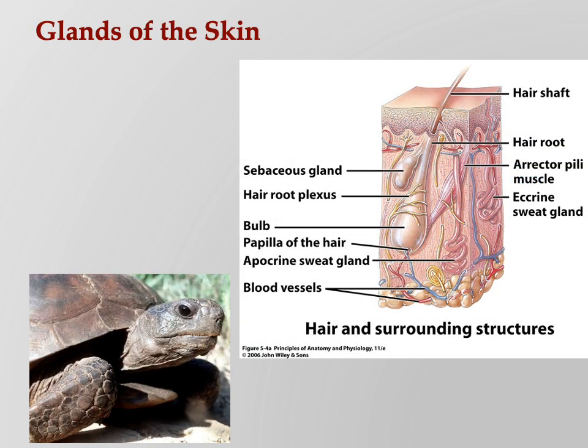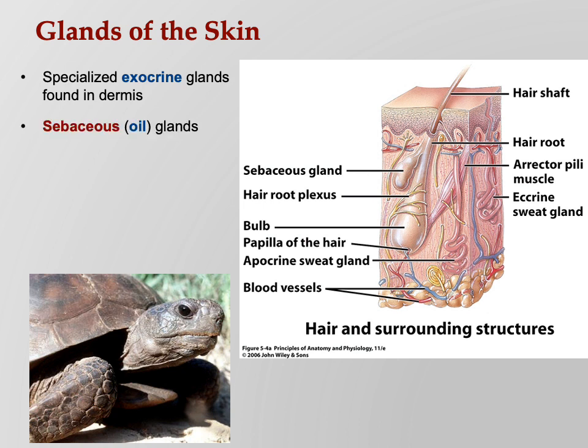So some glands of the skin now. Specialized exocrine glands found in the dermis. Remember the difference between exocrine and endocrine? You should know that from Bio 156. Exocrine are secreted either to the surface of the body or to the lumen of an organ. So for example, digestive enzymes are exocrine because they go into your small intestine and into your stomach. Endocrine are into the blood by definition. Those are hormones. So we're talking about exocrine secretions here.